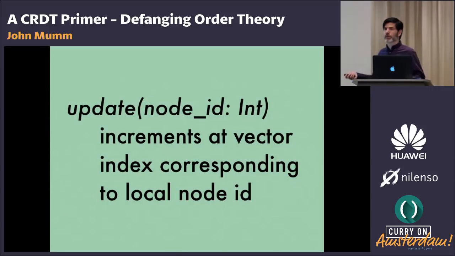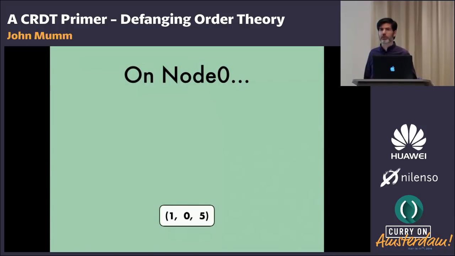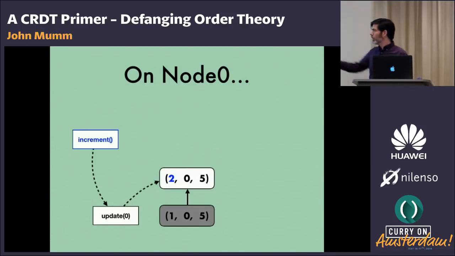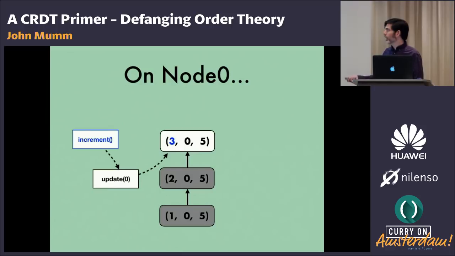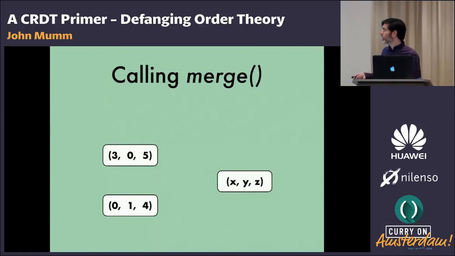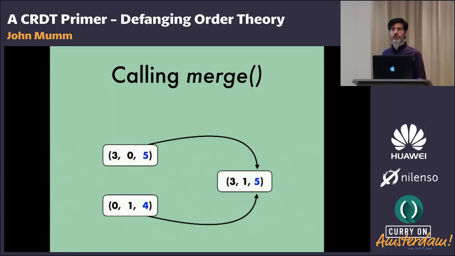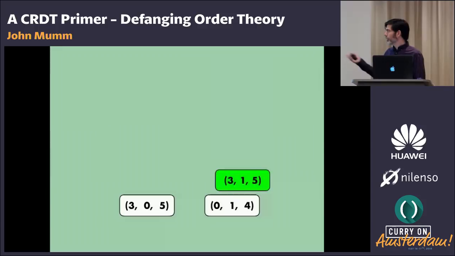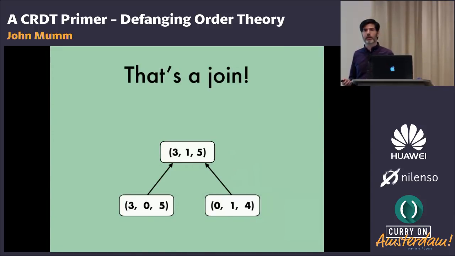So now our update function is going to be that we increment at the index for our local node. So for example, if we're node 0, when increment is called, we call update at index 0. And if it's called again, we call update at index 0 again, right? And then merge is going to be the coordinate-wise max, which will represent the latest value we know about the number of increments called at some node. So for example, we take the max of this, and this, and this, and this will be our merge. And the nice thing is that this is just the kind of join that we were looking at earlier.